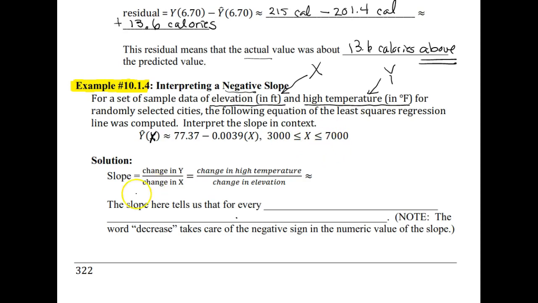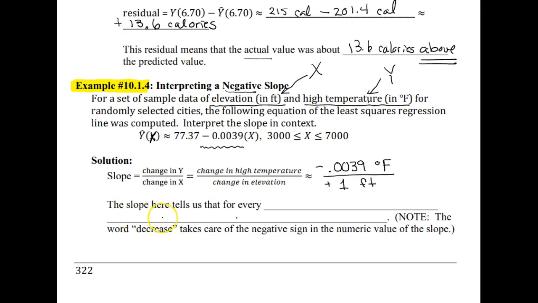Again, slope is change in y over change in x, which in this case is change in high temperature over change in elevation. That is always our coefficient on x, where the coefficient includes the sign. So we've got negative 0.0039. That slope is always put over a positive 1. The units for high temperature were degrees Fahrenheit, and for elevation, the units were feet.